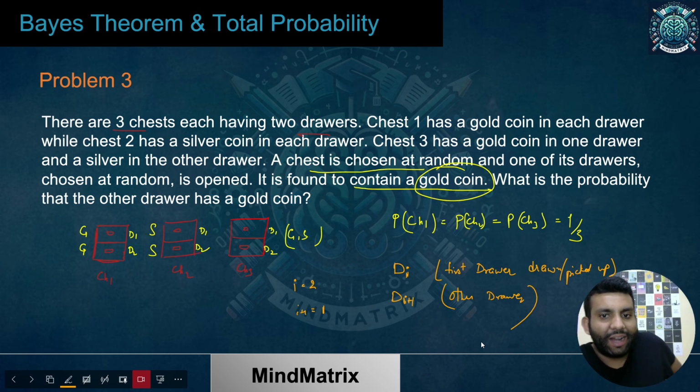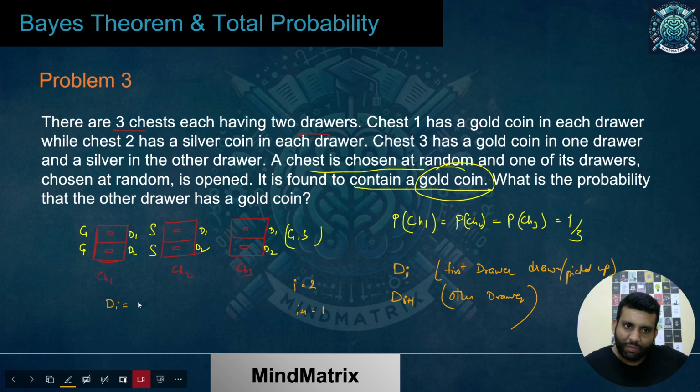So I hope the idea and the notation till this point is clear, and I know that Di was G. I know that the drawer I drew first had a gold coin. So I'll write Di equals G as the event that the first drawer I drew had a gold coin. Now Di can be D1 or D2 of CH1, CH2 or CH3, completely random. I'm not sure which chest I have picked this drawer from. Okay, so now Di equals G because the gold coin is present in that particular drawer which was picked.